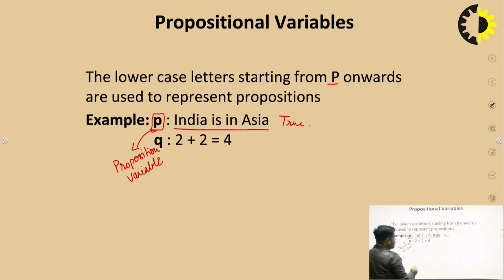Okay. So now this is a true statement and P is a proposition variable. For the further numerical question or solving for numerical, we can use only these variables. Now Q is 2 plus 2 is equal to 4. So Q is also a propositional variable. We can put any other variable, like: apple is a fruit.